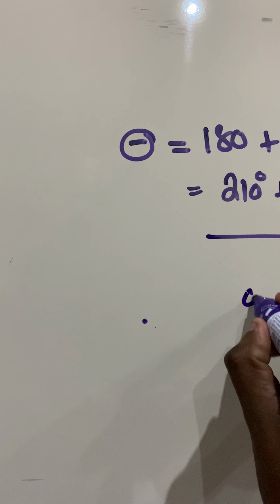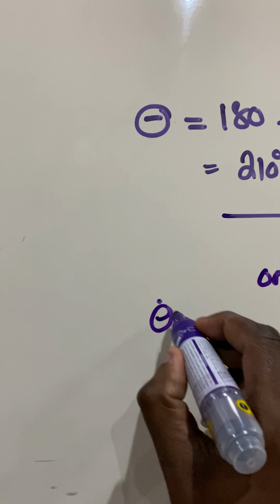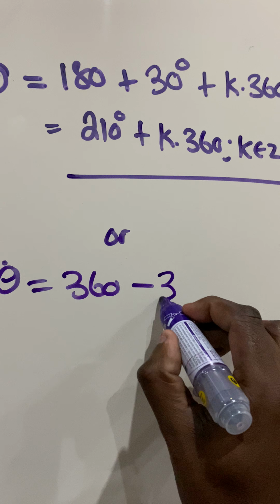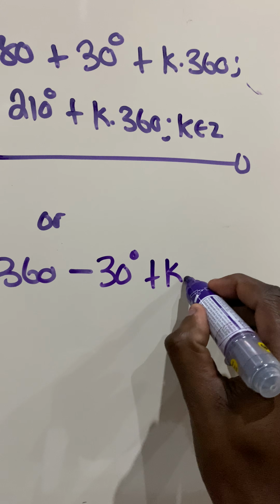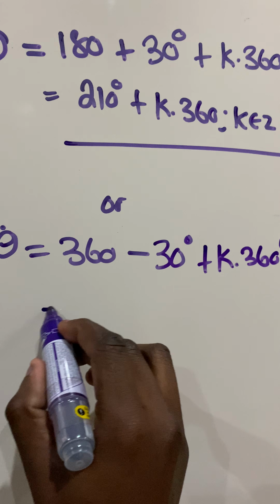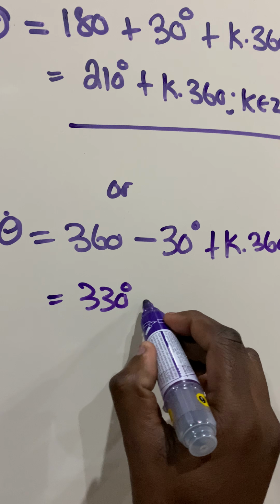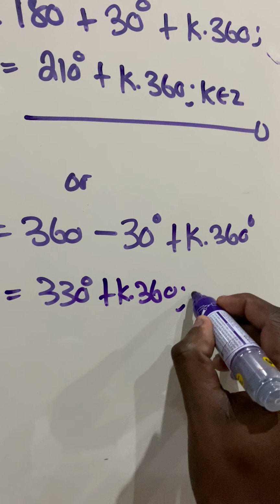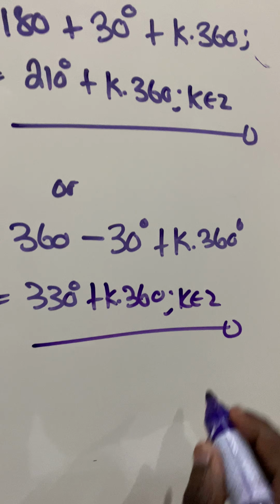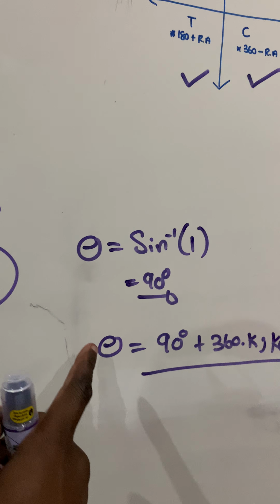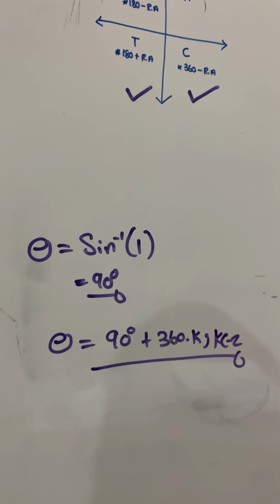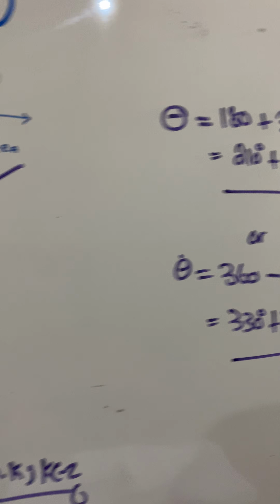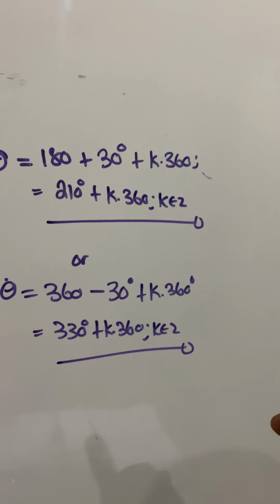So here, or 360 minus the reference angle, which is 30 degrees, plus k times 360. And then we're going to have 330 plus k multiplied by 360, where k is an element of the integers. That's the solution there. Notice here, normally students think you're always going to have two solutions. If your sin is 1 or negative 1, you're going to have one solution, right? And I have a photo where I explain why that is the case.